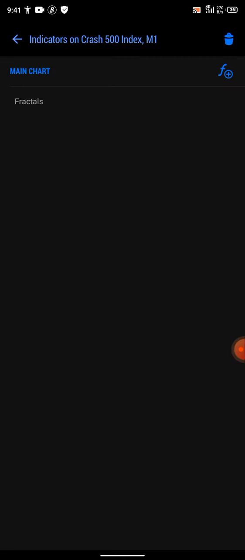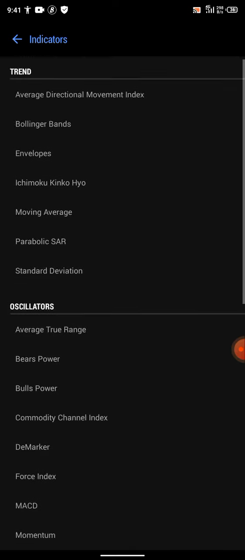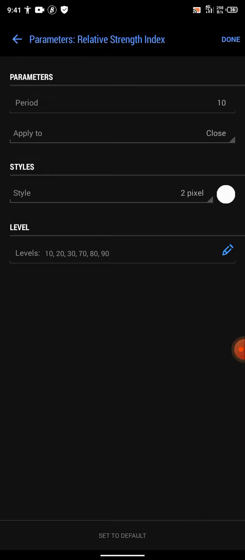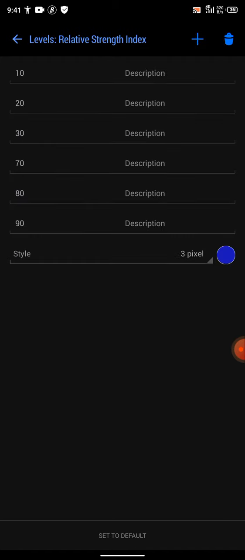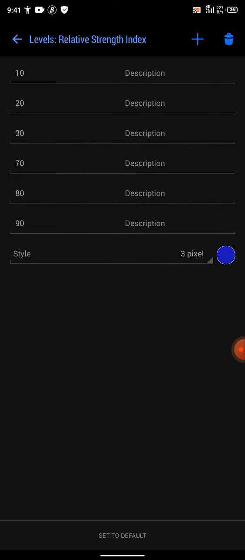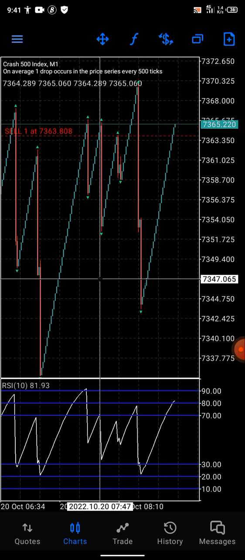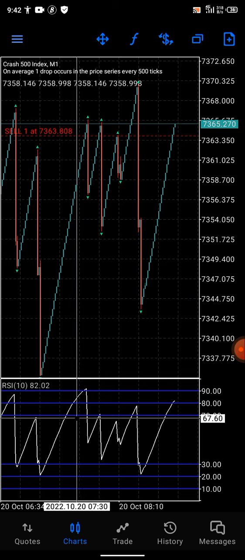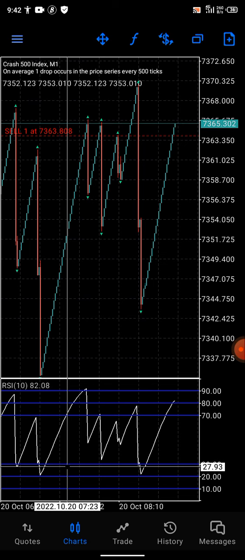Now just click on the F icon at the top, click on the main chart, F plus, then add your relative strength index. This relative strength index is a great indicator and it's very accurate. Now these are the parameters for the relative strength index, guys. Just do the screenshots so as not to waste our time. Then click on the levels. These levels, guys, are just 10, 20, 30 and 70, 80, 90. After you do that, just click on done. Then you see your relative strength index right here, guys, and this is the relative strength index line.